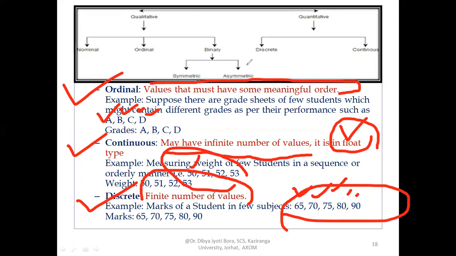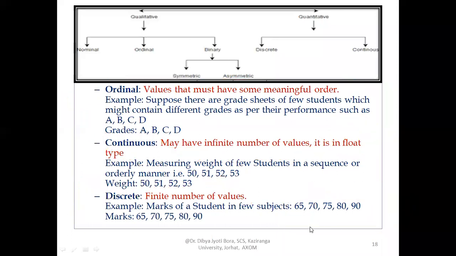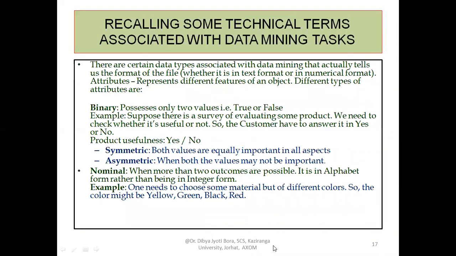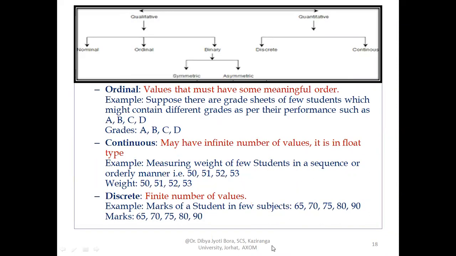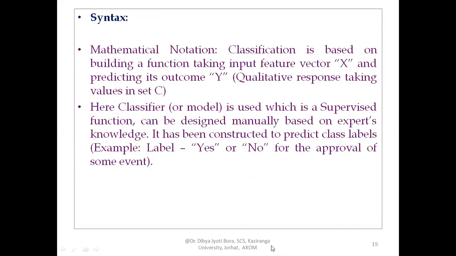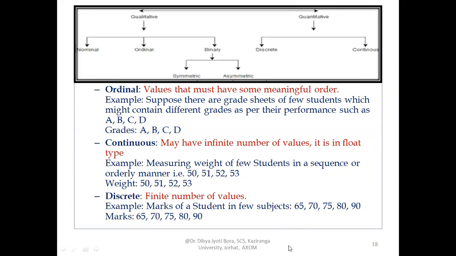So discrete means when the word finite is associated, then that becomes discrete. And a good example is that. So a question may come in your semester exam: give example for each of these attributes like symmetric, asymmetric, nominal, ordinal, continuous, discrete. We have discussed everything here. So I hope that you are now able to answer this question.